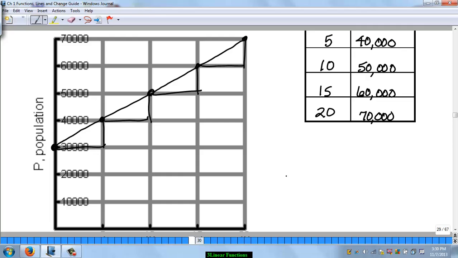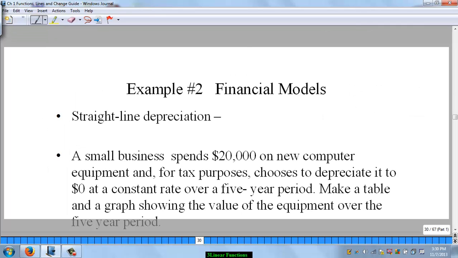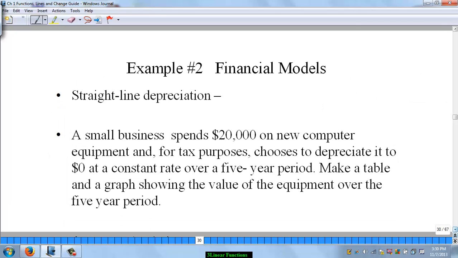Let's look at another problem. Before we do this next problem, I want to talk about straight line depreciation. Accountants use this all the time, where they depreciate, which means it loses money. And they call it straight line depreciation because it's a constant decline.